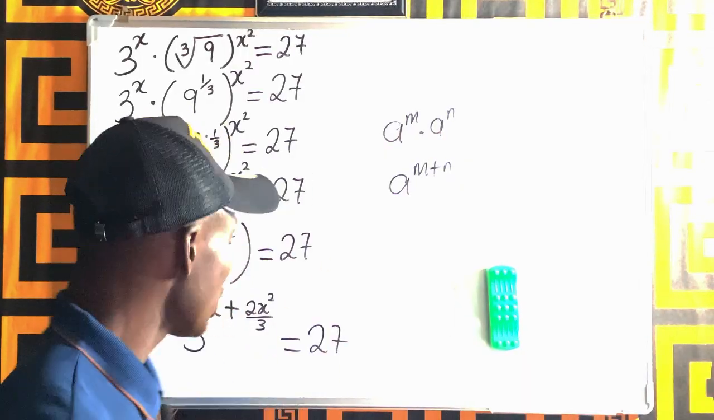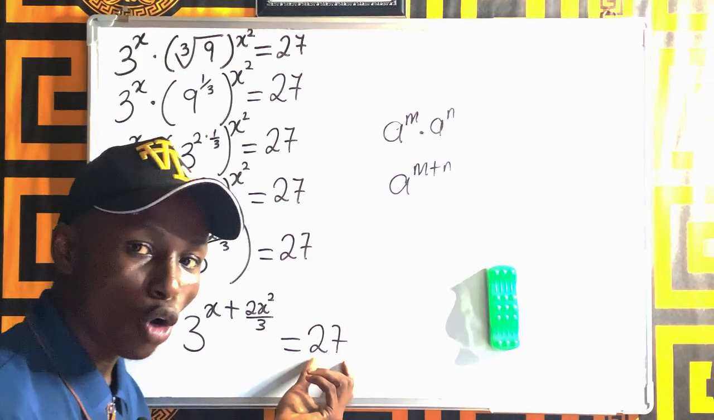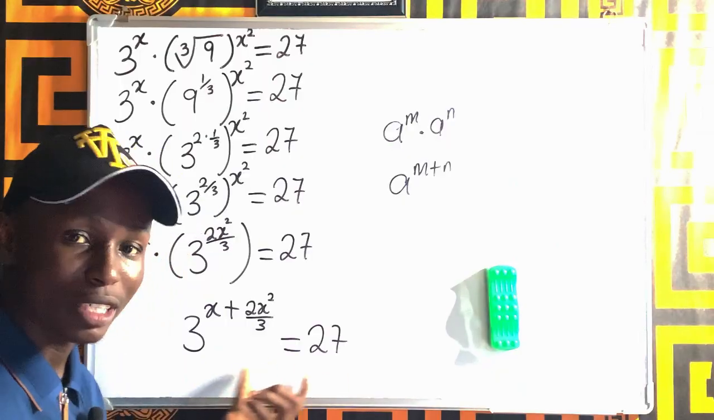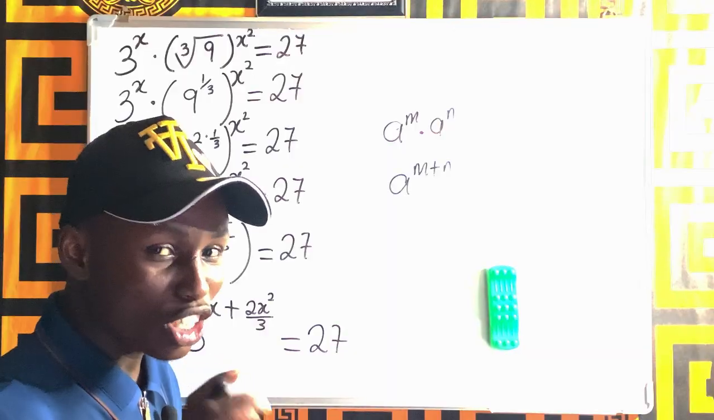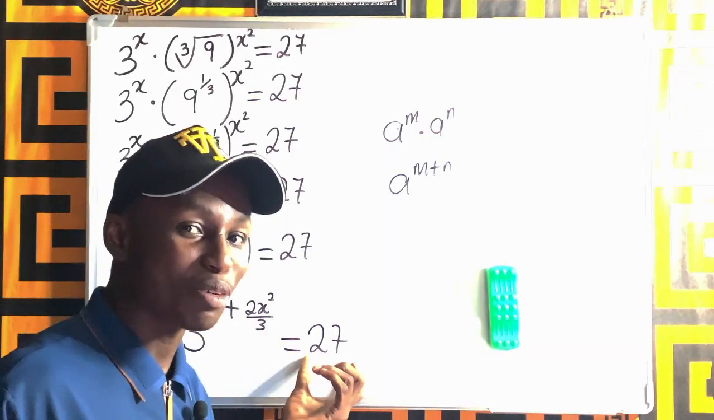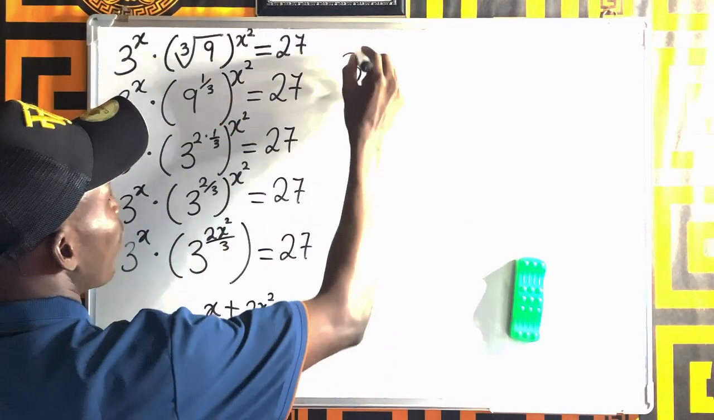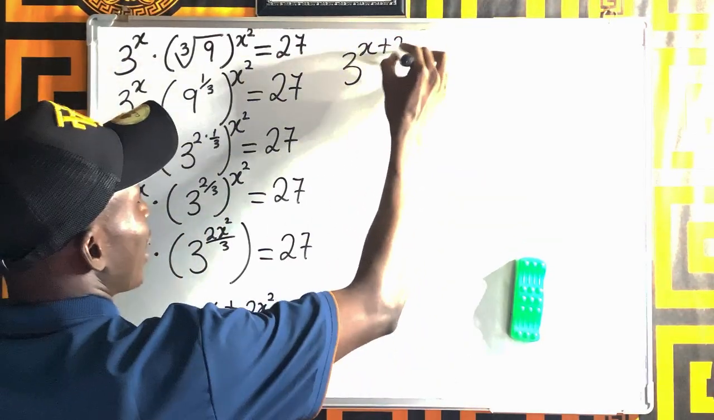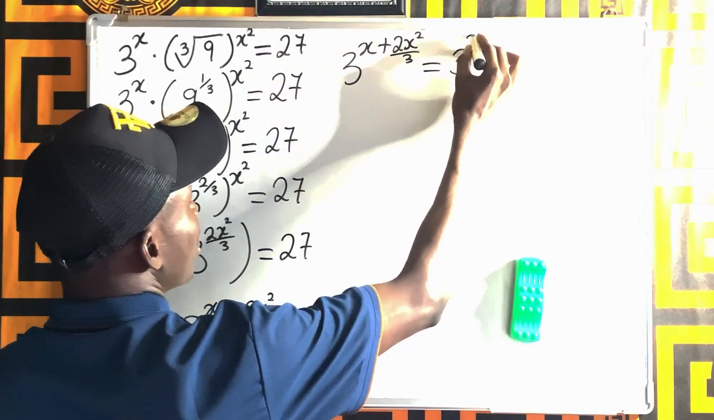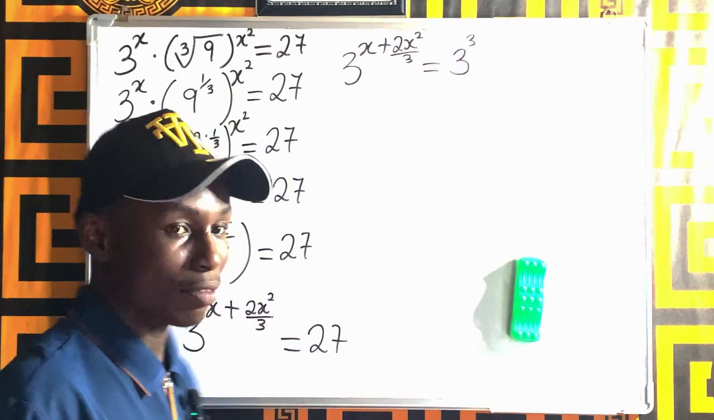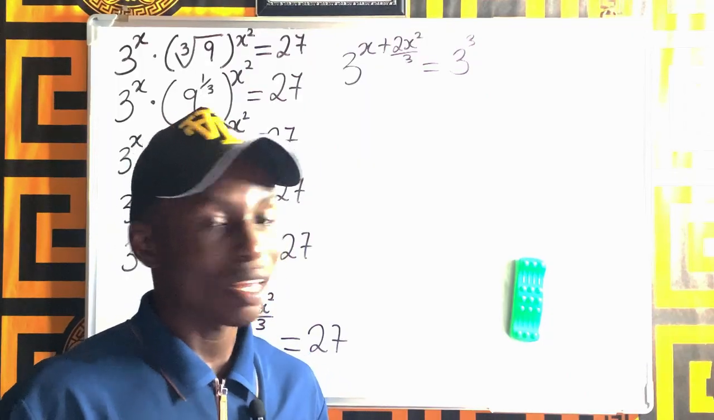Okay, now at this point, you can consider this in index form, or if you don't want to do that, you can take logarithm of both sides or natural logarithm of both sides. You are not wrong, but doing that you are stressing yourself. Since we know that this can be expressed in exponential form, that means 3 raised to the power of x plus 2x squared divided by 3 is equal to 3 raised to the power of 3, because 3 raised to the power of 3 will give us 27. Because 3 multiplied by itself in 3 places gives us 27.